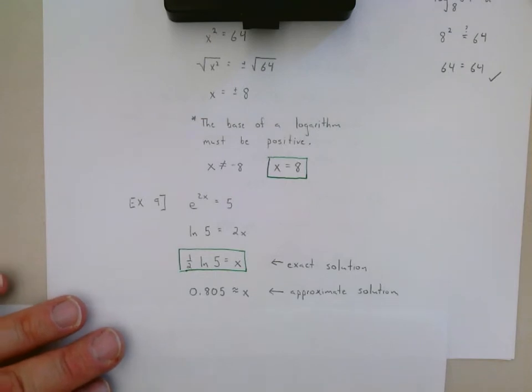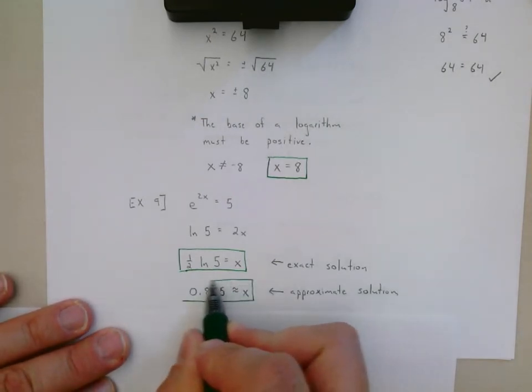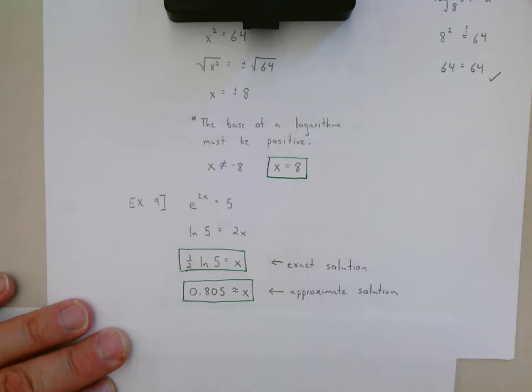If you wish to approximate it, your graphing calculator has a natural logarithm button, and we can see that this is approximately equal to 805 thousandths. You'll notice that I've already highlighted these answers without checking them. Remember that the domain of an exponential function is all real numbers. There is no reason for me to check these answers.